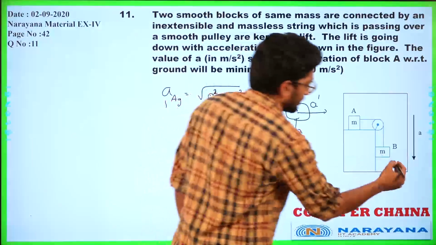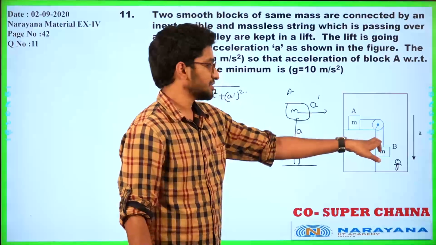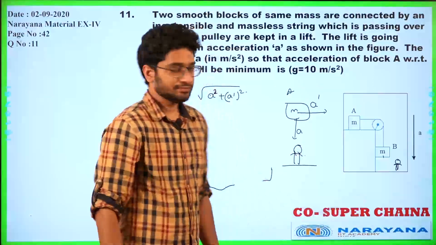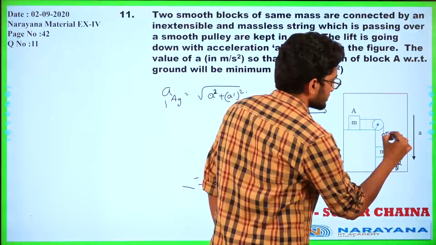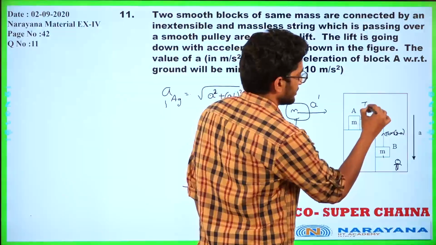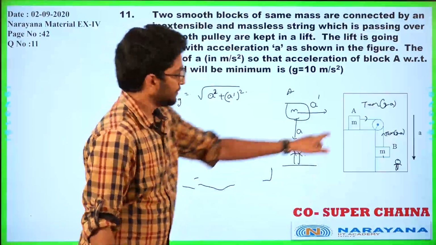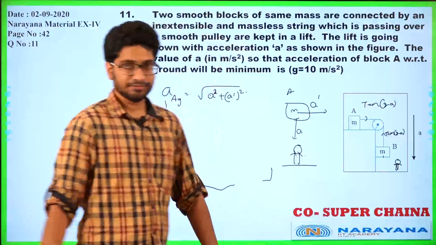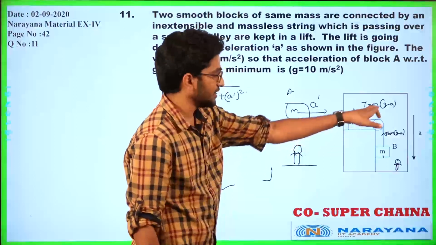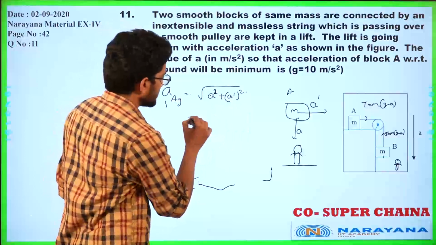Now if I take another observer inside the lift, he says tension in this string is m into g minus a, right? Because again the effective g value becomes g minus a. So tension here is also m into g minus a. So what would be the acceleration of block A in horizontal direction? Effective acceleration in the horizontal direction would be tension divided by mass. So the acceleration in this direction is g minus a. So a dash is simply g minus a.